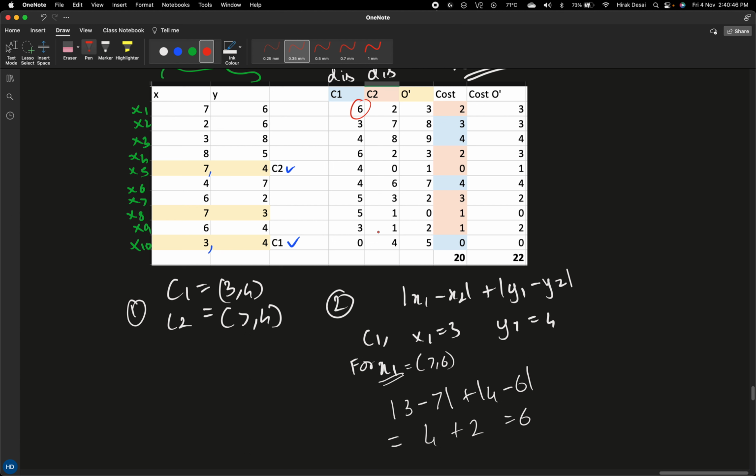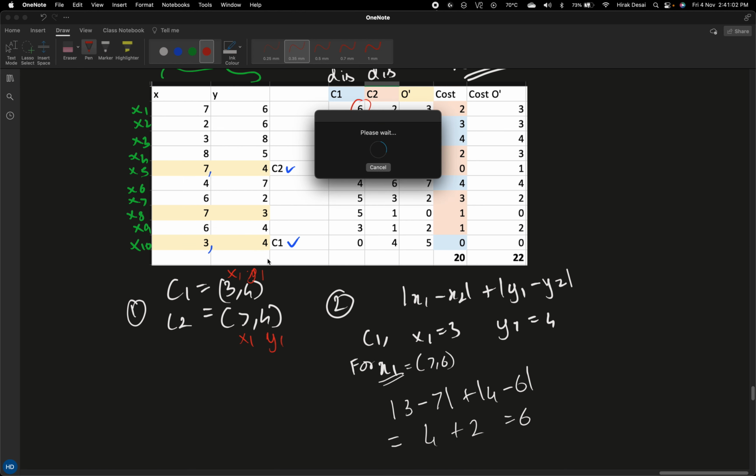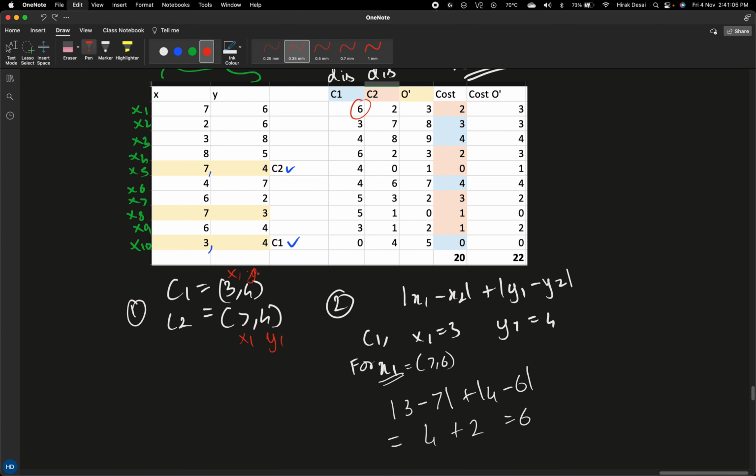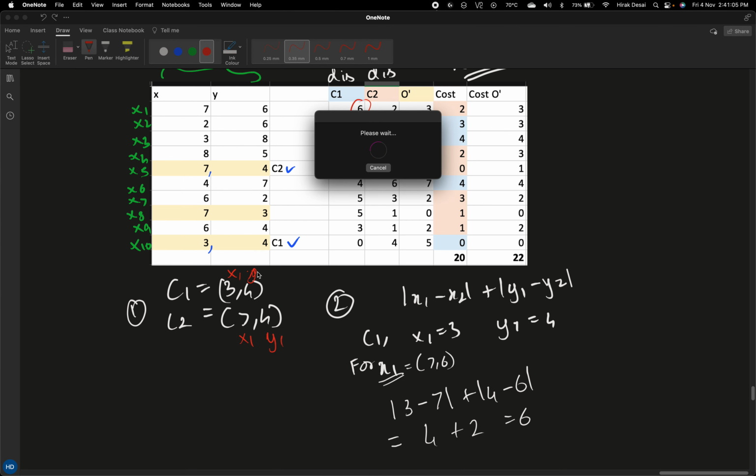Similarly, now we continue solving for the whole C1, and then we'll solve for C2. For C2, x1 being 7 and y1 being 4. This is x1 here, and that 4 is your y1, obviously. Just let it be, that's understandable.